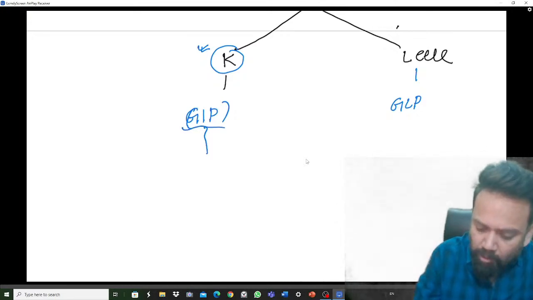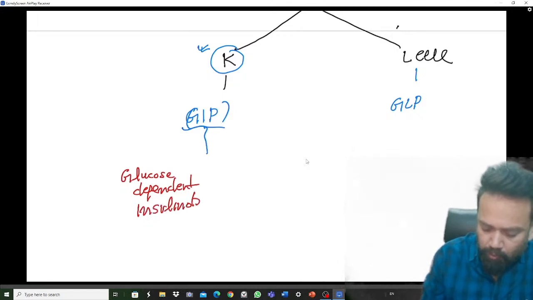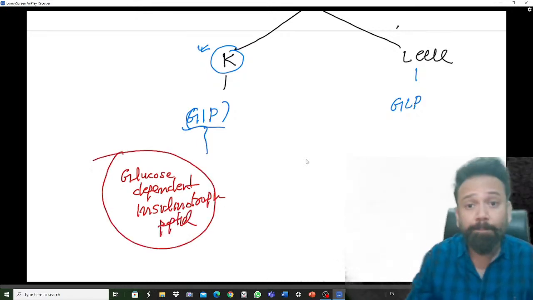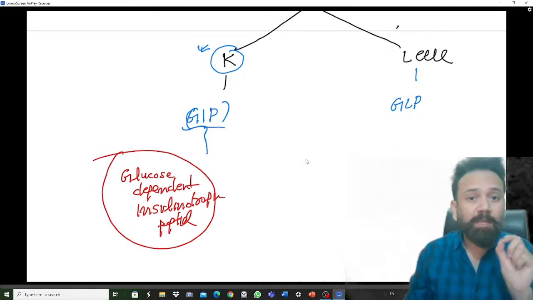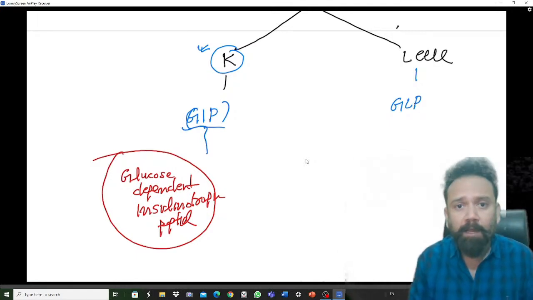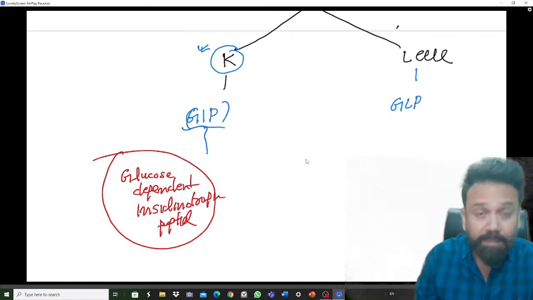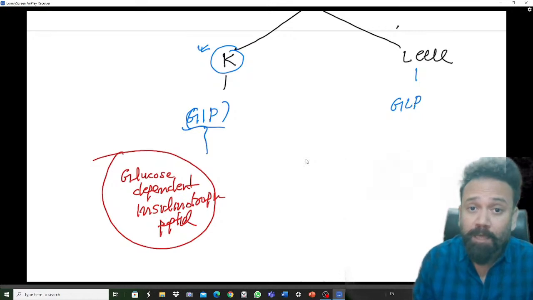So the new name for this hormone, nowadays, is glucose dependent insulinotropic peptide. GIP is not gastric inhibitory peptide. It was the older name. At that time, we did not know the actual function. The actual function is not to inhibit gastric motility. The actual function is to release insulin from the beta cell via GPCR.